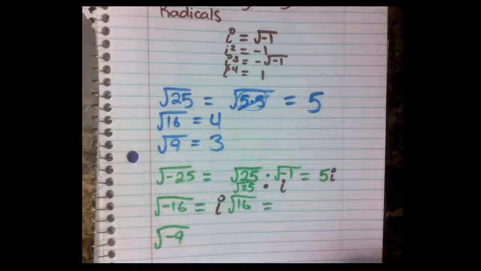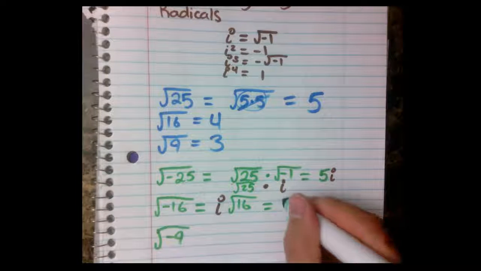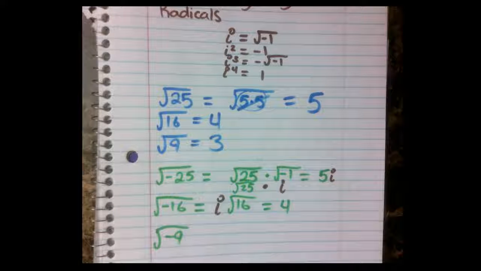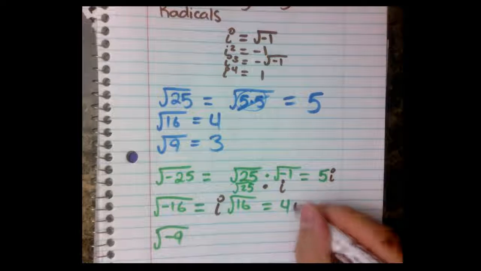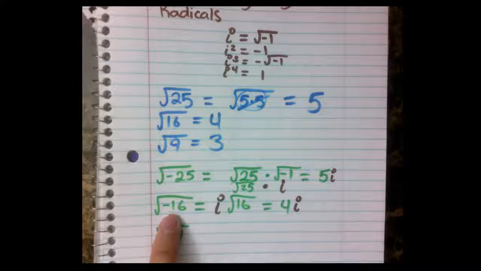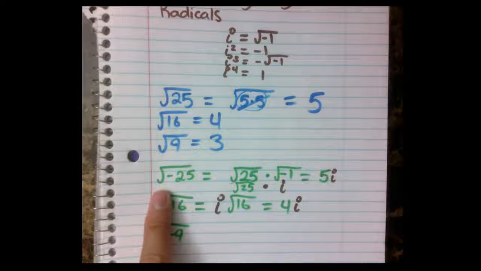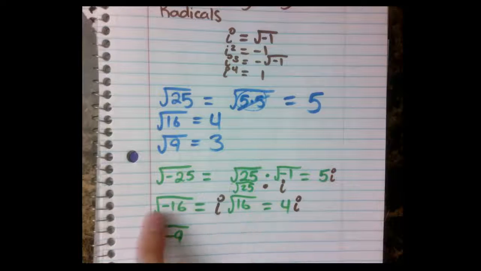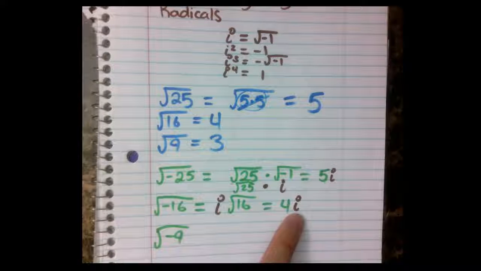What is the square root of 16? It's just going to be 4, which you already know. It's a regular 16. And then just tack on your I. So if you're taking the square root of a negative number, it works the same thing. Pretend it's not even negative, because all you're doing is pulling out I and getting your answer. Square root of 16 is 4, and then because it's a negative 16, just put in that I.